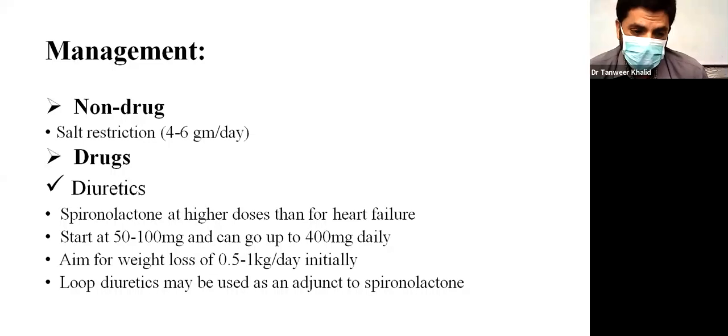So how do we judge whether this dose is sufficient or not? Basically, we monitor the weight, and we aim for a weight loss of 0.5 to 1 kg per day initially. 0.5 kg for those patients who do not have edema like pedal swelling or facial swelling, and 1 kg in those patients who have edema associated with ascites. Loop diuretics may be used as an adjunct to spironolactone.